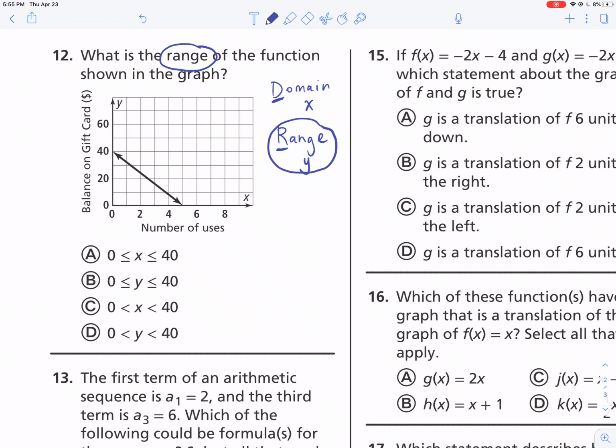So right now with our multiple choice, we're trying to find the range. I can go down and say it's not going to be A, and it's not going to be C. So I want to know, how low does this graph go and how high does this graph go? In this case, we have 0 and 40 for both of them, but because this line is continuous, it's also going to include 0 and 40. So we're going to end up with B.